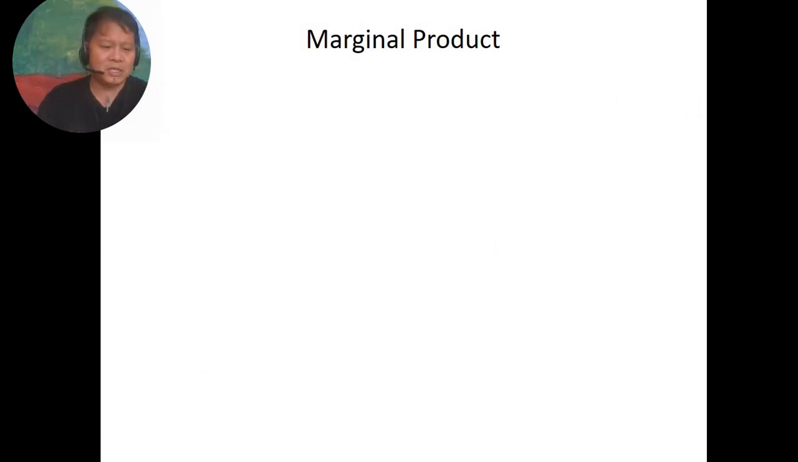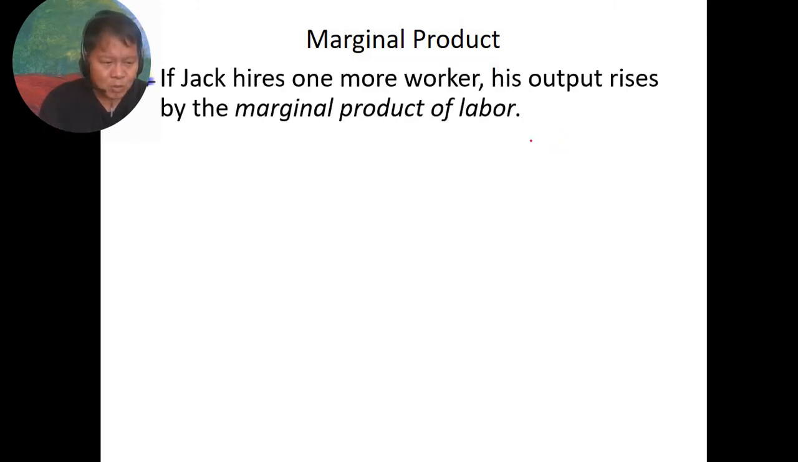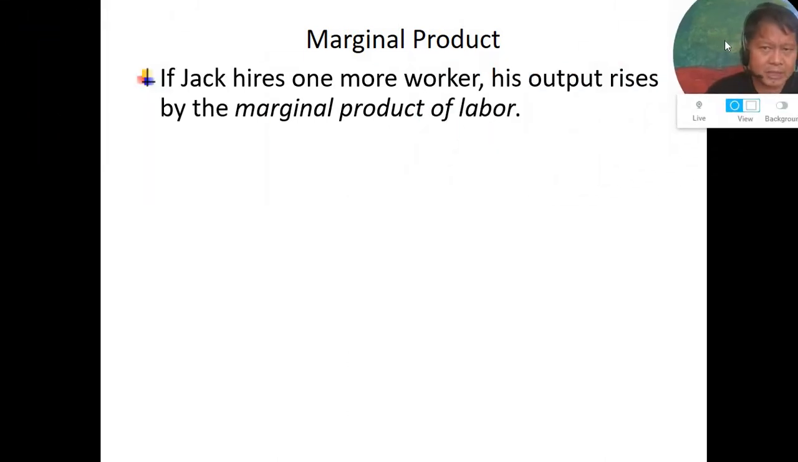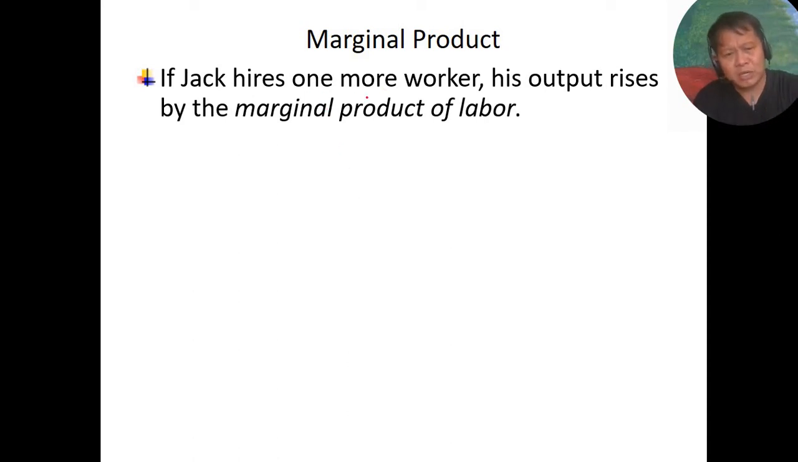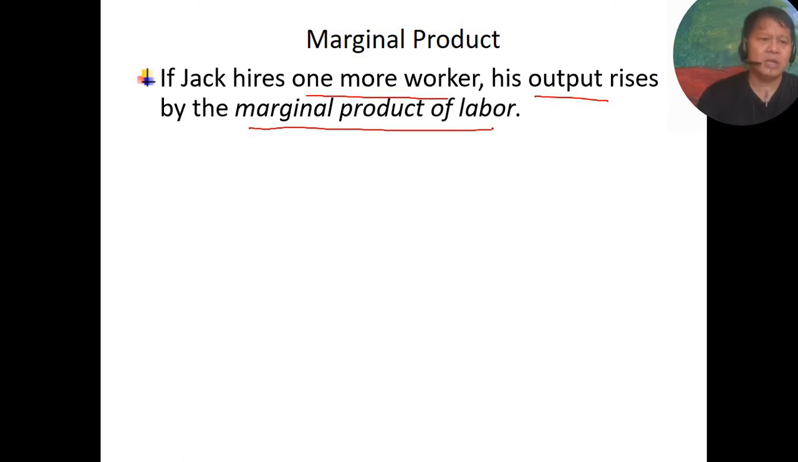So we also have a marginal product. When we say marginal product, from the word marginal, it is an increase in product. Okay? So marginal product is the increase in your product because your input increased, your capital increased. If your capital increases, we expect an increase in the output. So if Jack hires one more worker, his output rises by the marginal product of labor. So your production increases because your labor, your workers, your inputs increased, your investment increased. So you expect additional output due to your additional input.